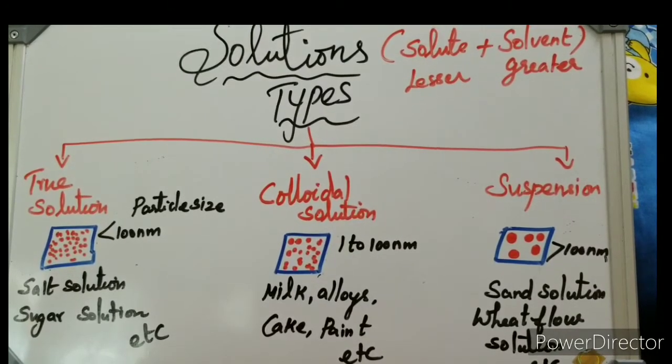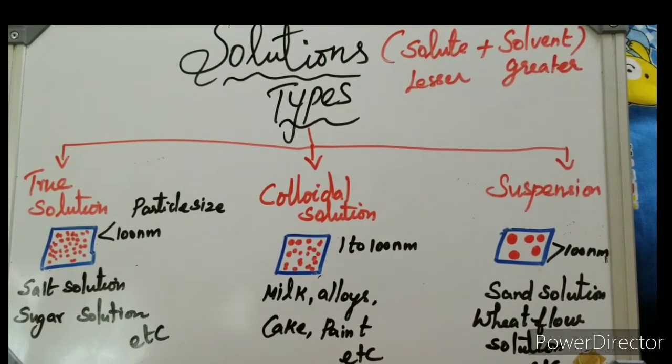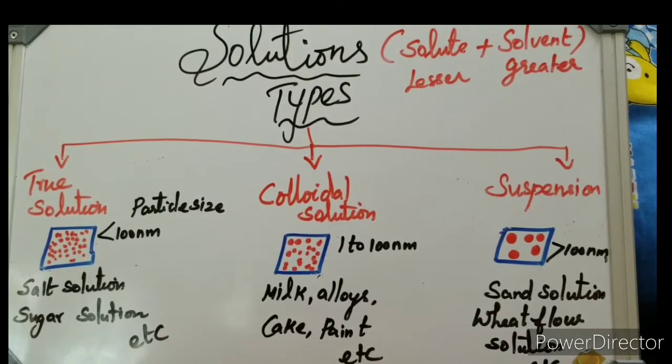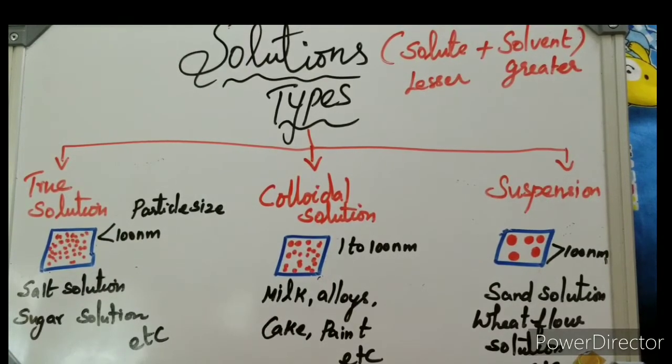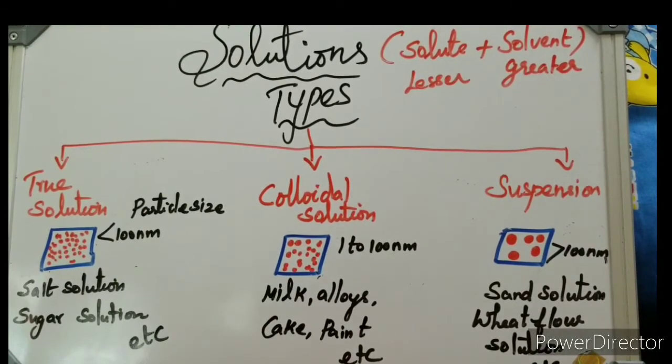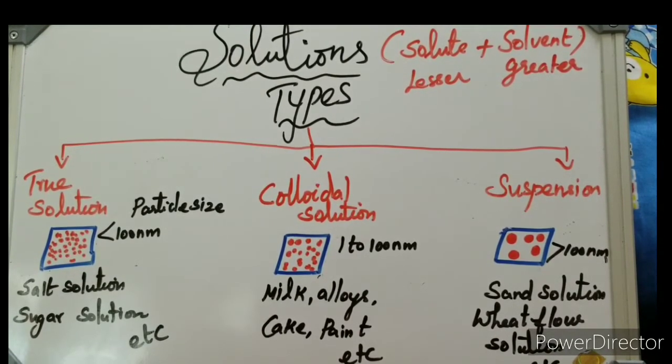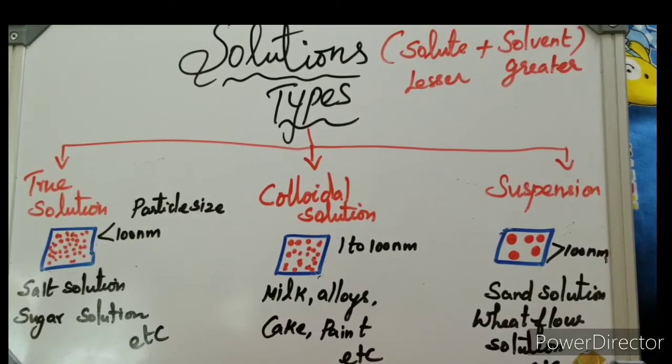So, unlike a true solution, it is not fully dissolved. Unlike a suspension, it is not fully settled at the bottom. In between, the particles can move around in the whole solution. Otherwise, the particles are dispersed all around the molecular solvent. That type of solution is called a colloidal solution.